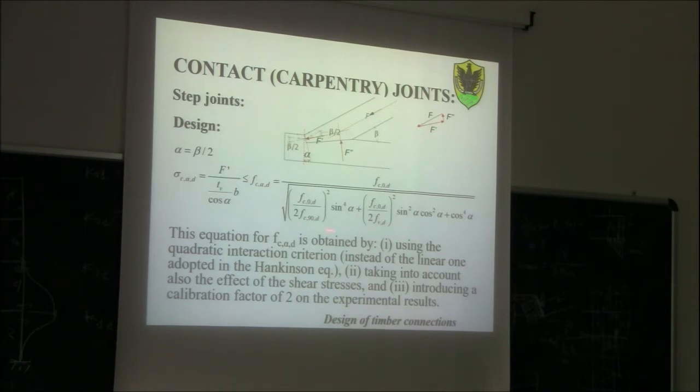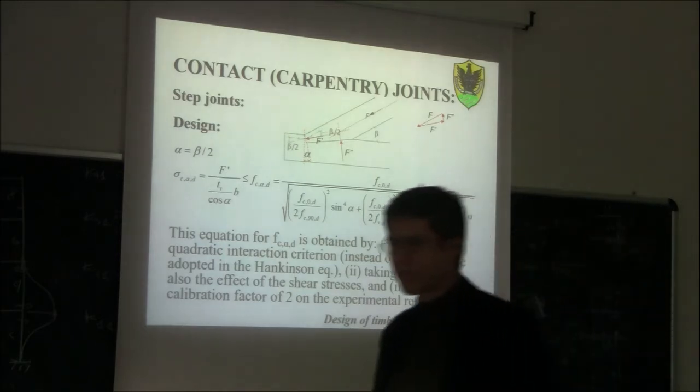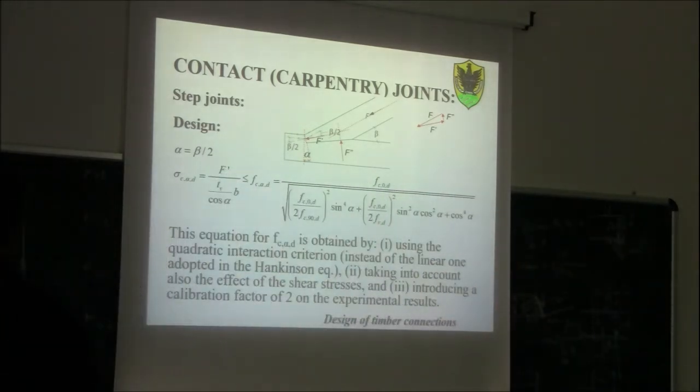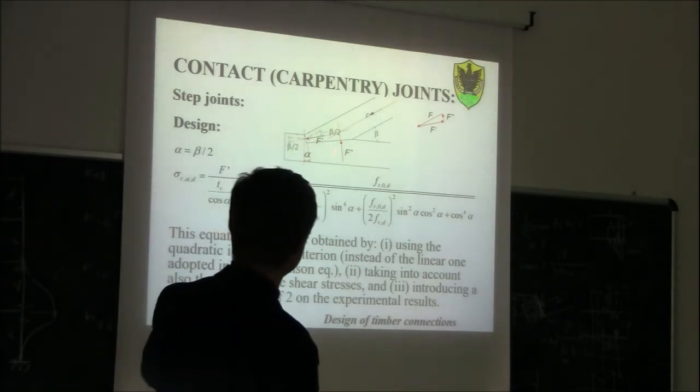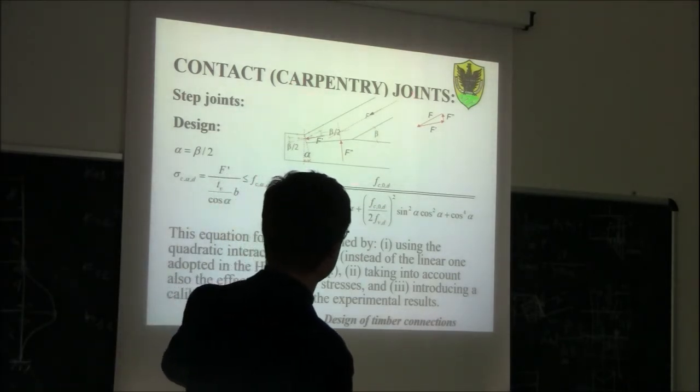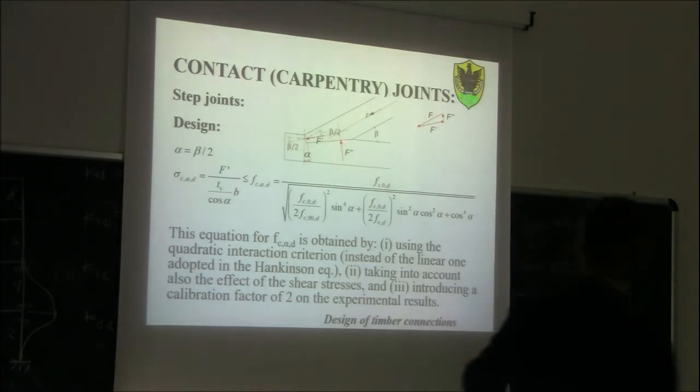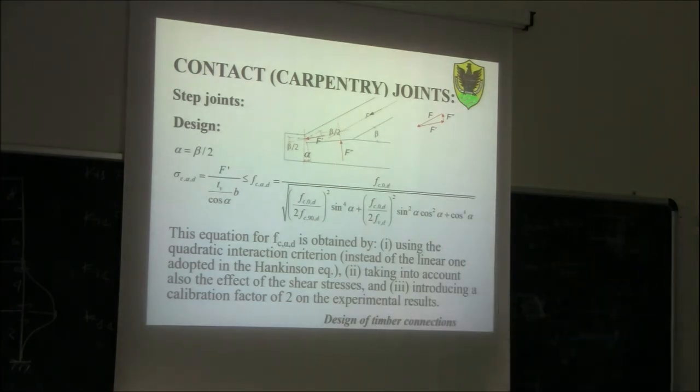And then anyway, they added those factors too in order to make this model closer to the results of experimental tests. Okay? So if you want, you can regard this as a kind of semi-empirical equation to estimate the compression resistance of joints like this. Okay?